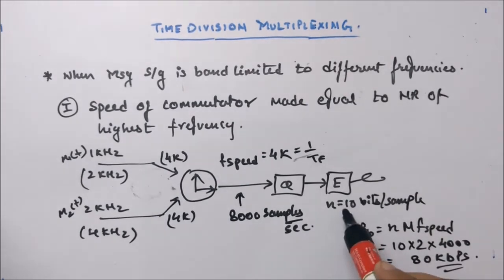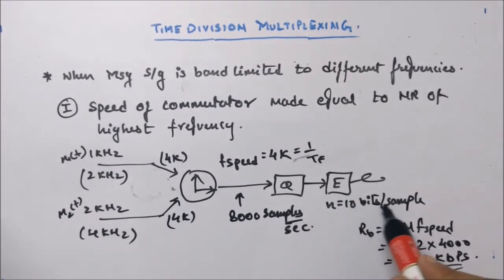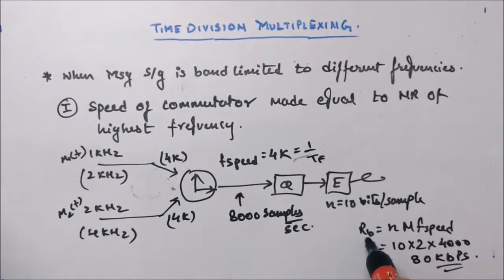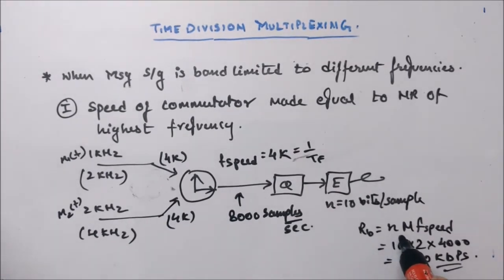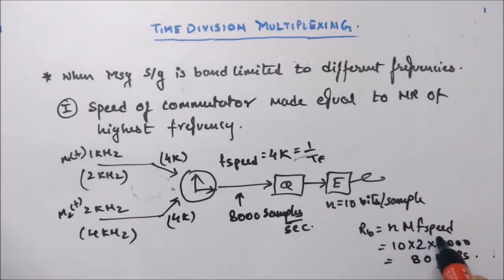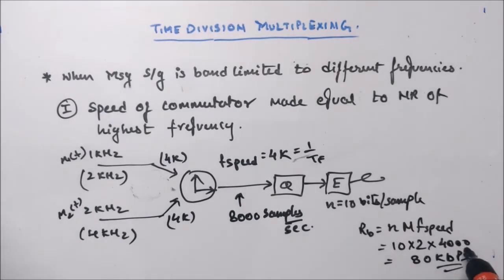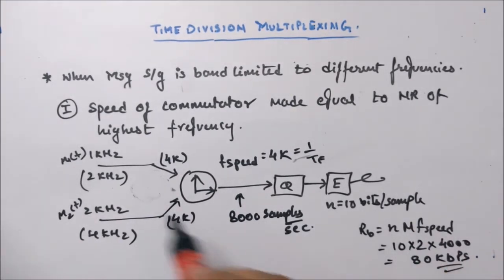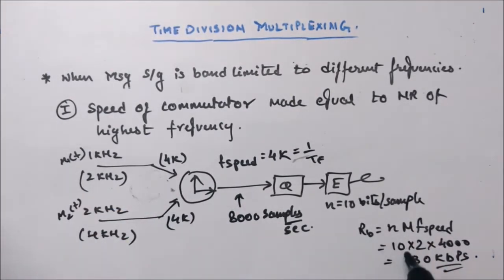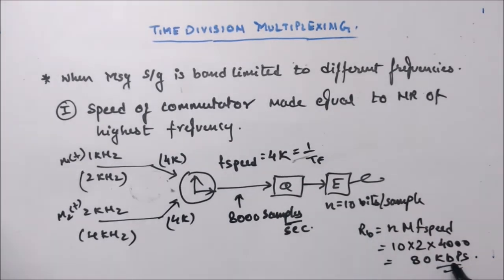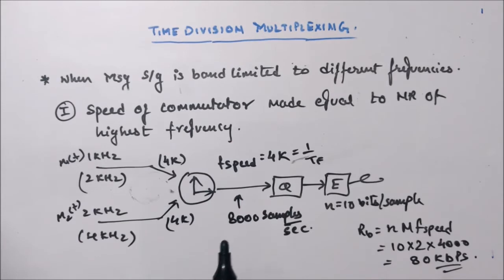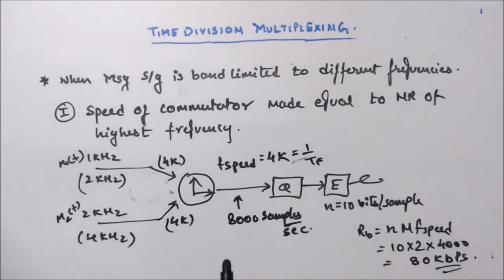So if I have n equal to 10 bits per sample, then your bit rate can be calculated as small n into capital N into F speed. F speed is 4000, capital N is 2 and small n is 10, so 80 kilobits per second will be the bit rate. Okay, so now we'll move on to the second way of solving this.